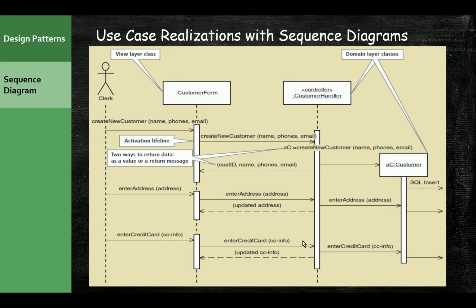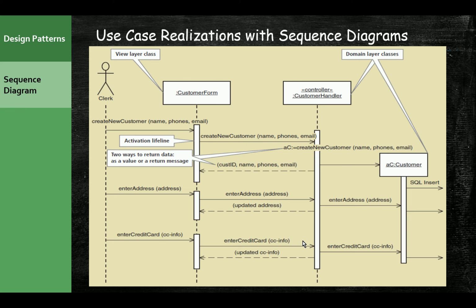Create new customer, looking down the left-hand side from the clerk, is all the stuff we took from the system sequence diagram. So we have to keep that the same. We can't just create new stuff here. If we find that we need additional messages with that customer form from the actor, we would have to go back and add them to our system sequence diagram to make sure we capture that. We're basing this off the system sequence diagram, which we did in the analysis phase.